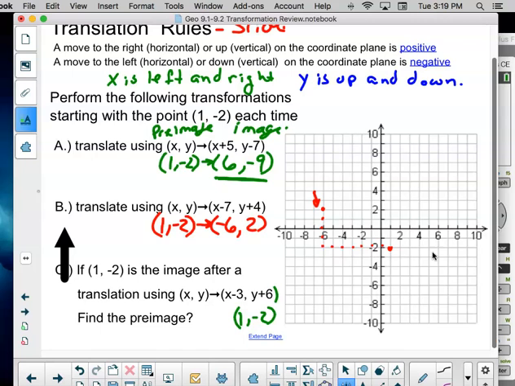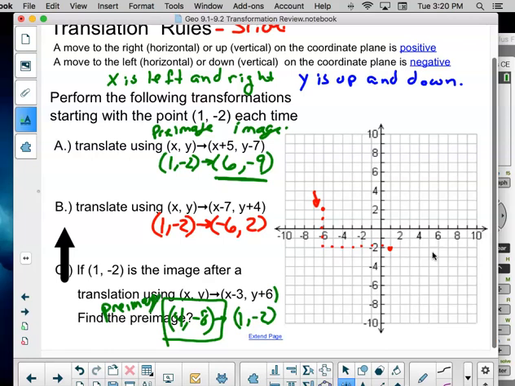Instead of adding steps, I subtract. My first point must have been -2 minus 6, so -8. And then my x point would have been, instead of -3, add 3, so it would have started out as 4. Now, it should work. 4 minus 3 is 1, -8 plus 6 is -2. So this was my pre-image point.